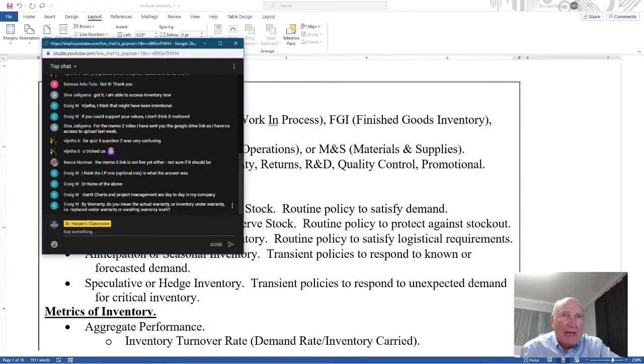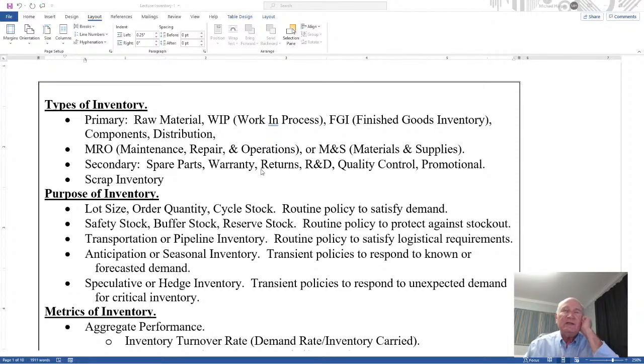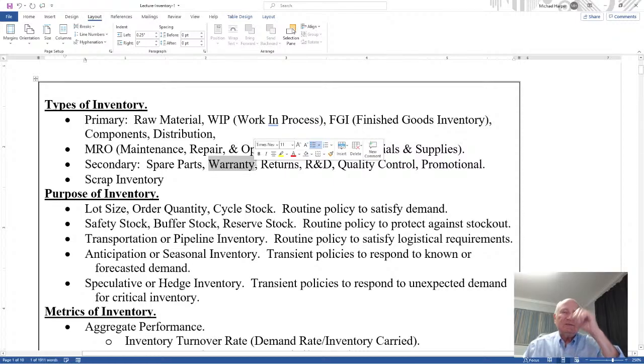By warranty, do you mean actual warranty, or inventory under warranty, replaced under warranty, or waiting for warranty work? The warranty inventory would be, what I'm thinking of here, is if it's under warranty and it's going to be replaced. So you have inventory that's going to be replacing that.